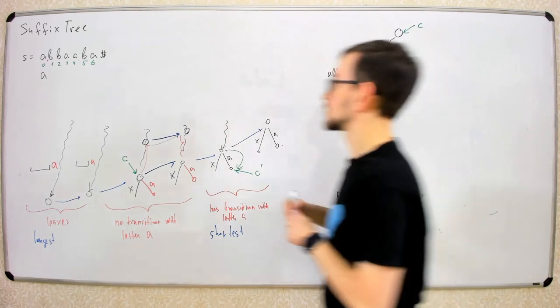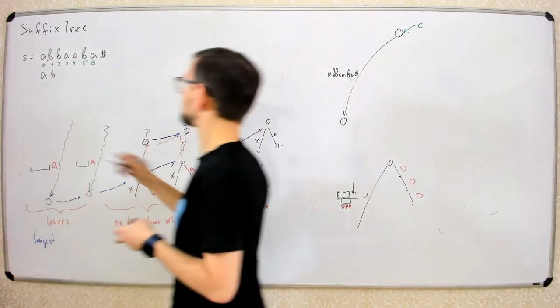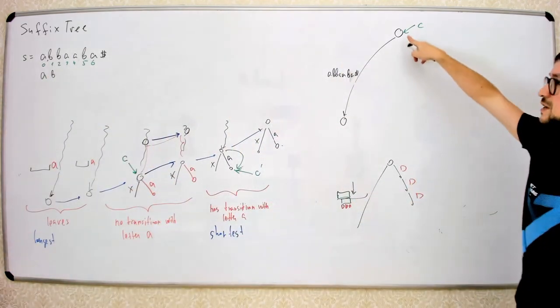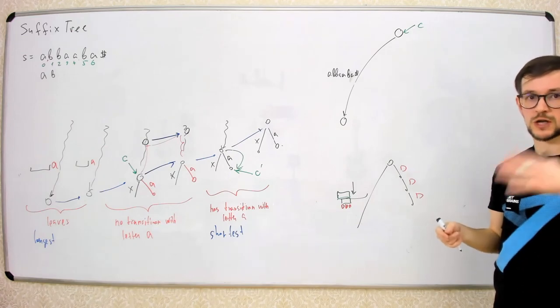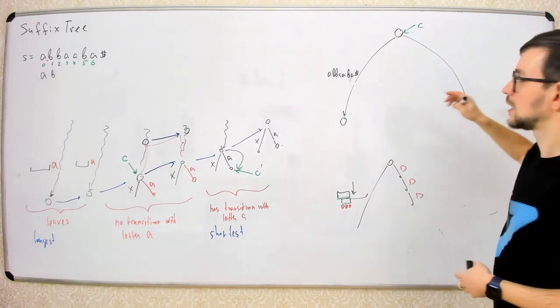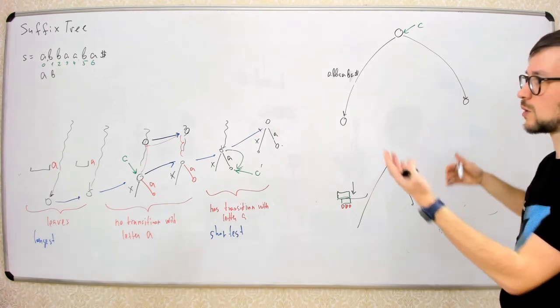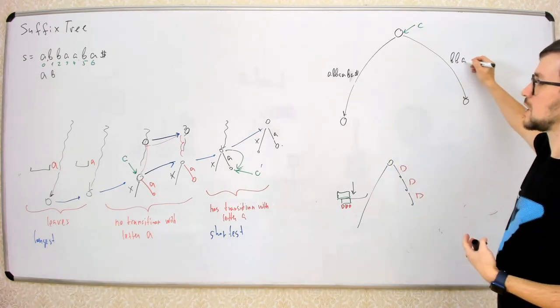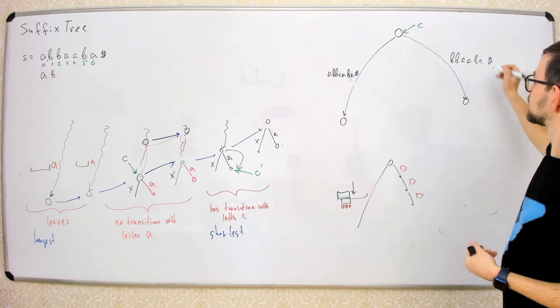Now let's add the second character. So we add character B. So we're standing here. We try to add character B. So we don't have a transition. So we add a new transition. So we'll have a new leaf here. And again, we add all the characters, not only one, but all of them. Let's be B, B, A, A, B, A, dot.